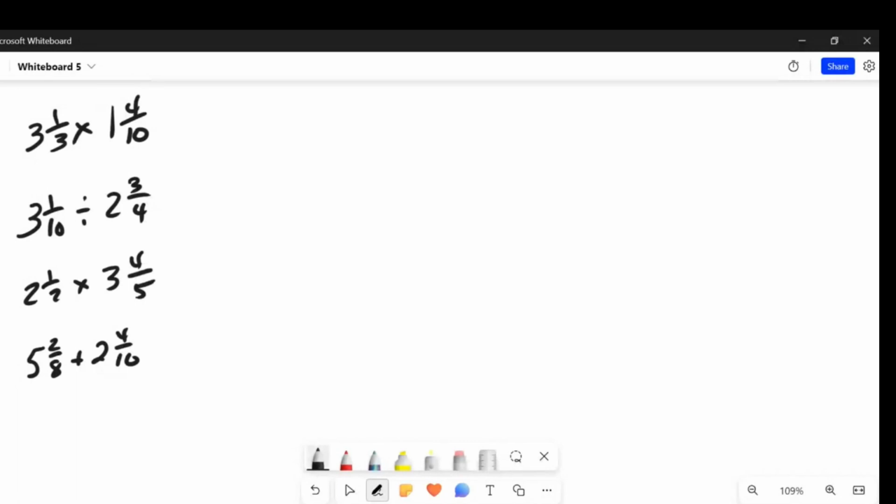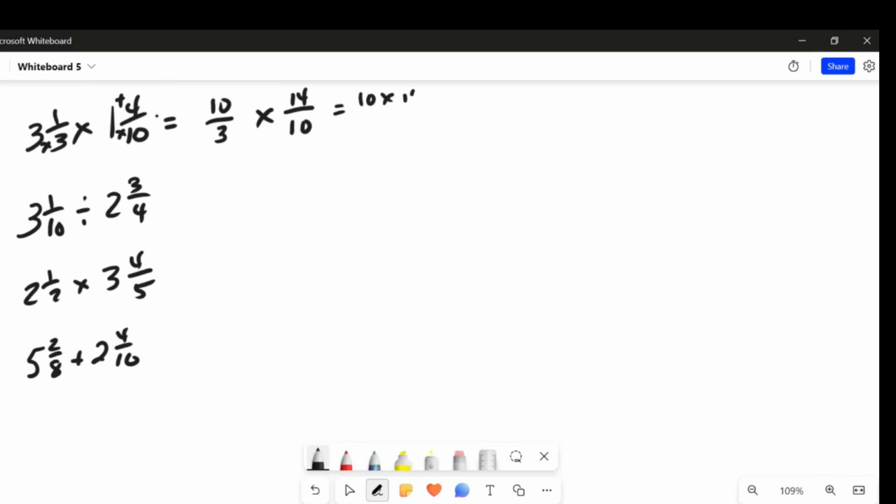All right, the first one was the number 4 in multiplication, 3 1/3 times 1 4/10. When we have mixed numbers, we cannot multiply them. We have to change them back to improper fractions. 3 times 3 is 9, plus 1 is 10 thirds, and 10 times 1 is 10, plus 4 is 14 tenths.